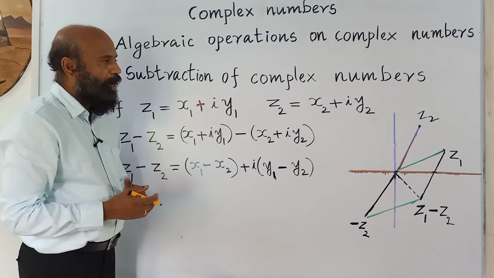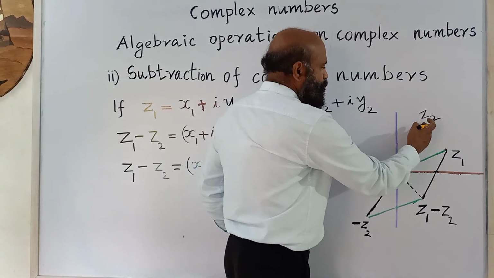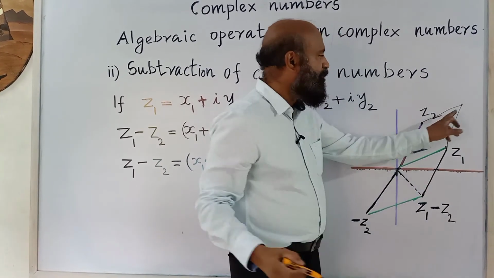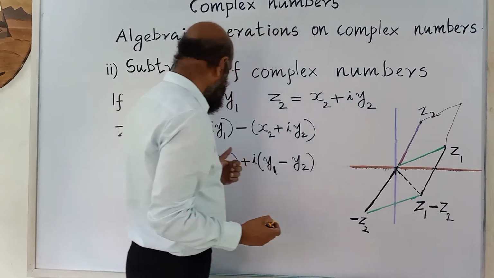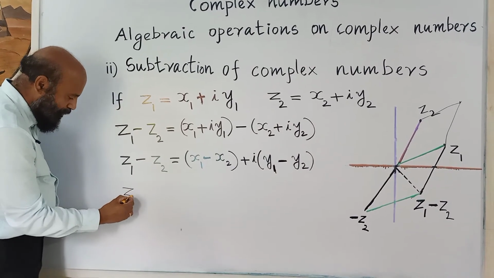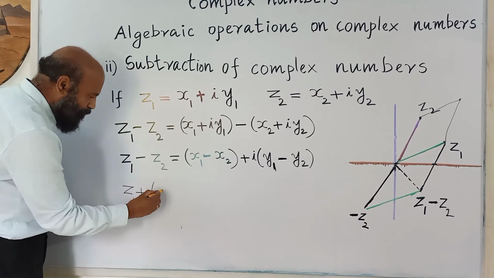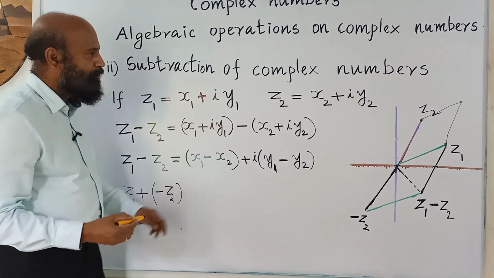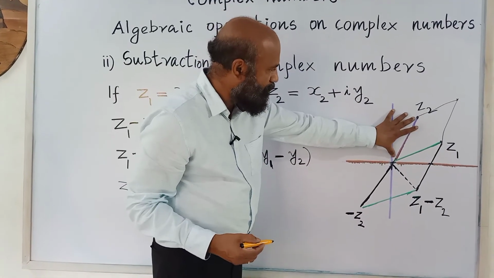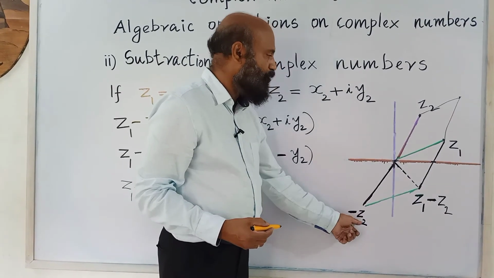You have seen how to add two complex numbers. If this is z1 and this is z2, then if you complete this parallelogram, this will represent z1 plus z2. Now we have to subtract, z1 minus z2. z1 minus z2 is the same as z1 plus the negative of z2. If this is z2, this is the negative of z2. You extend it backwards, same length. So this is minus z2.